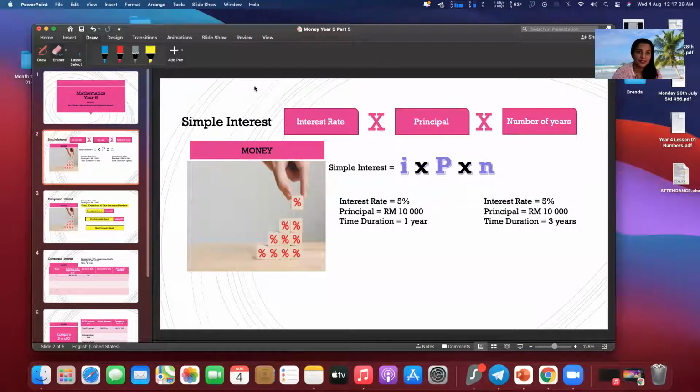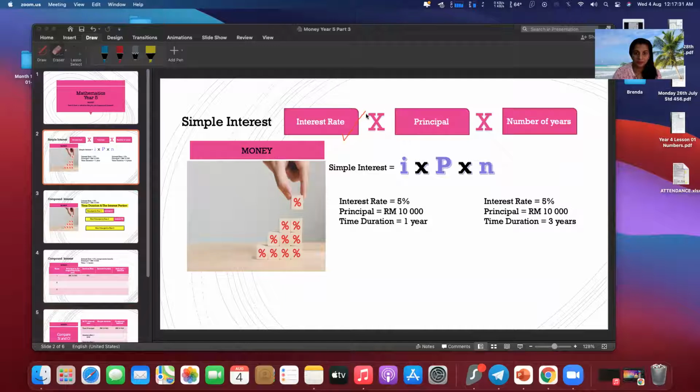interest. Okay, simple interest needs three things. First of all, you would need something called the interest rate. Okay, and then there is something called the principal and the number of years. The interest rate is usually expressed as a percentage: 2%, 3%, 10%. So this is given to us as information. Then you have the principal, that is usually in denominations. How much? 10,000, 50,000, 100,000, whatever the amount of money. Number of years is how long you choose to invest, 1 year, 2 years, 3 years, and you use the letter N to represent that.